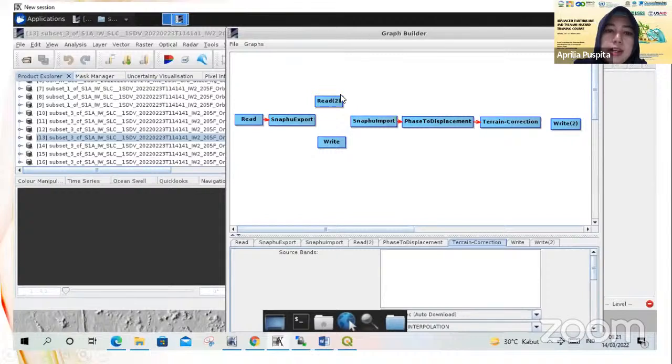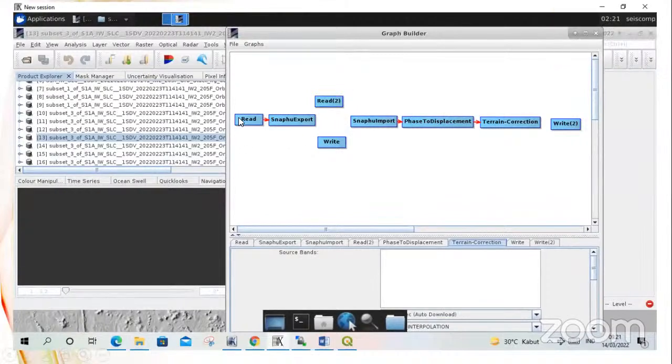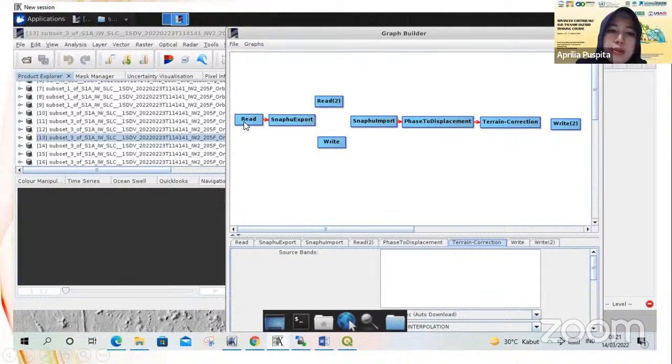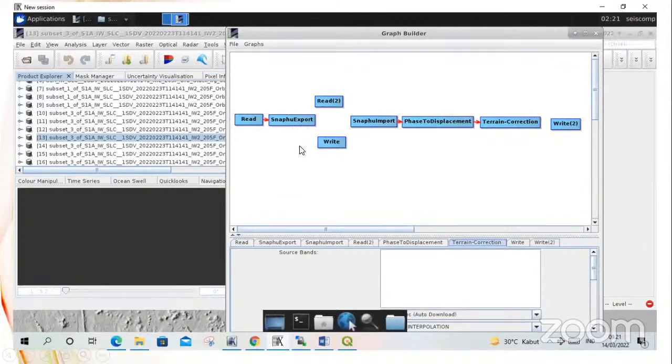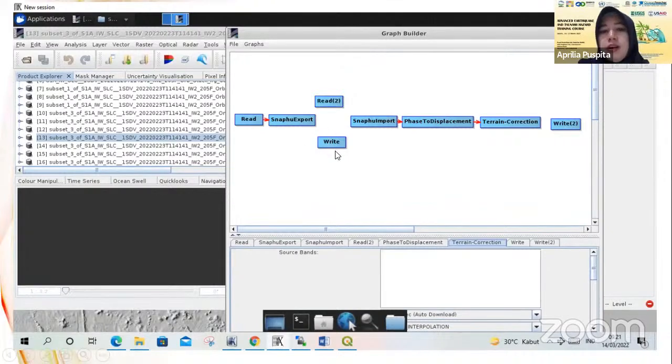This is a graph builder for the unwrapping process. This is input from the Goldstein filtering. We will do a SNAPHU export. We're using SNAPHU software, and we will run it with a command prompt. And if the process is finished, maybe the process needs 2 days until 1 week to unwrap.